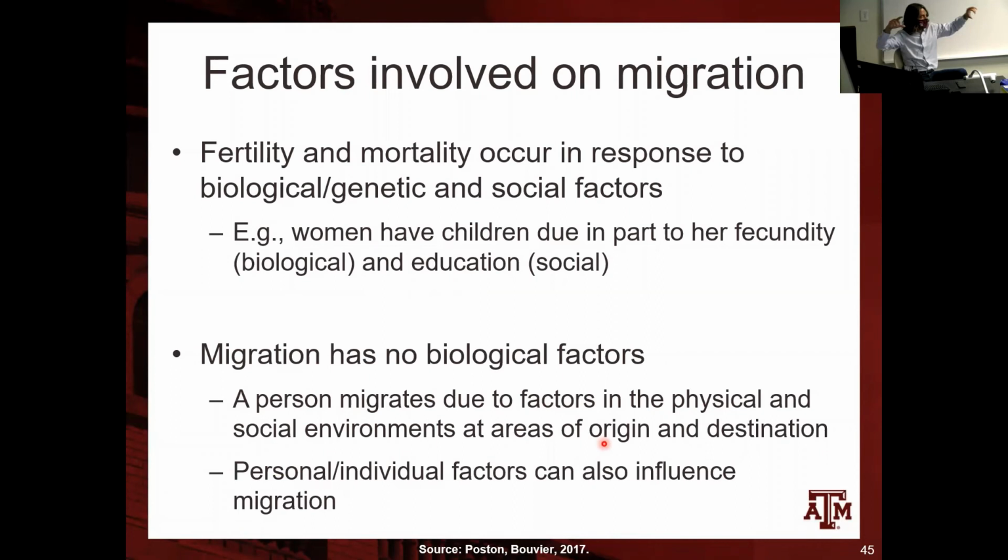Both individual factors can influence migration, but also area level factors can influence migration. If the place where I'm living right now doesn't provide enough good jobs for me or good life opportunities, I would tend to move somewhere else, right? So just to emphasize, migration has no biological factors as we see in fertility and mortality.